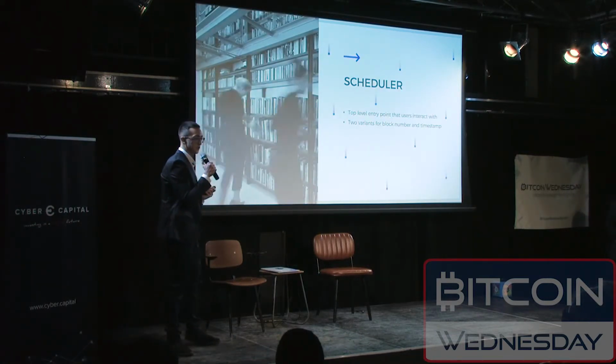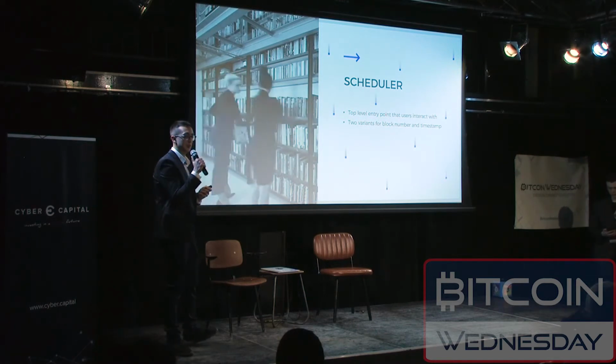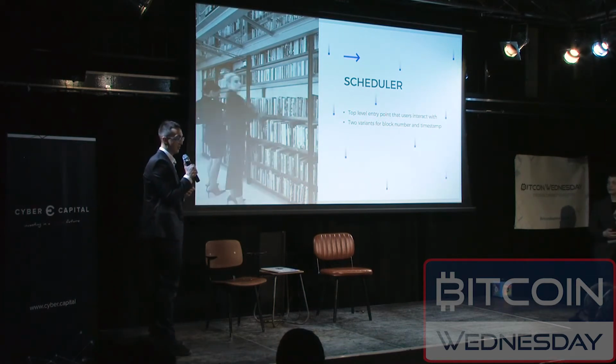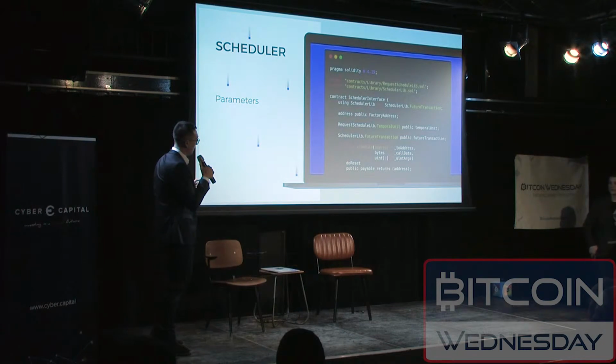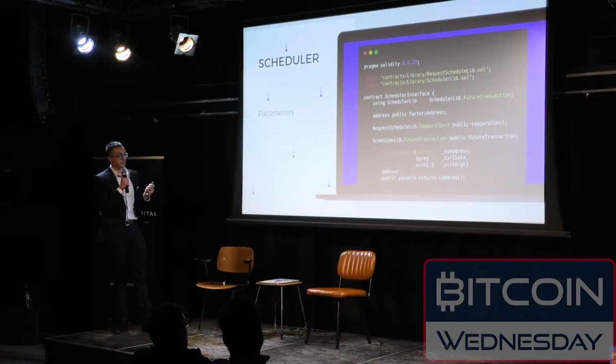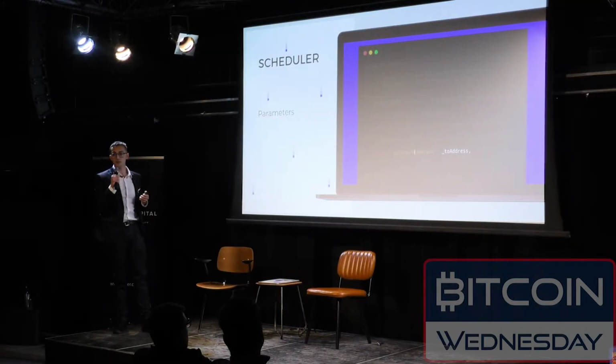So there's 2 variants for the scheduler. You can schedule with either the block number or the timestamp. Here's the interface for that. I just want to point out that when you're scheduling, these are the parameters that you actually send to it. So the to address, or the destination for that transaction, you put in the call data. So if you want to execute a certain function on a smart contract, you can send the call data here.